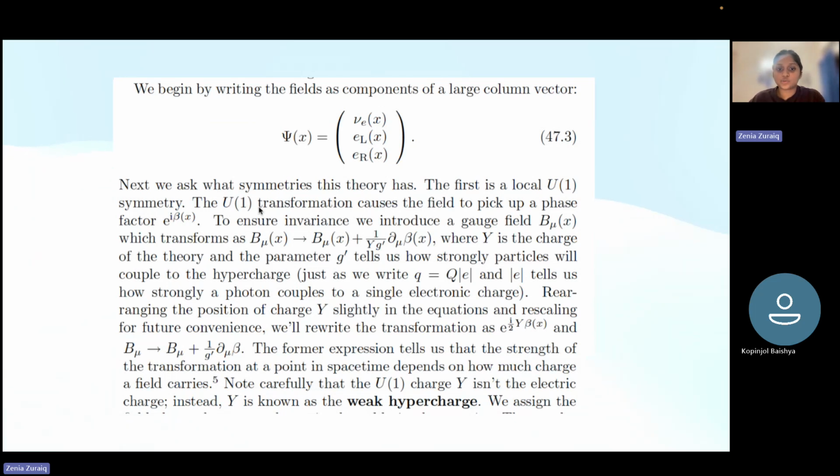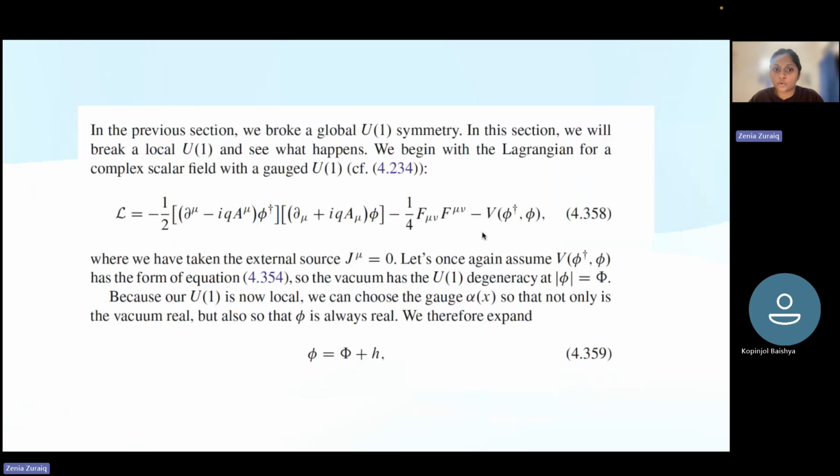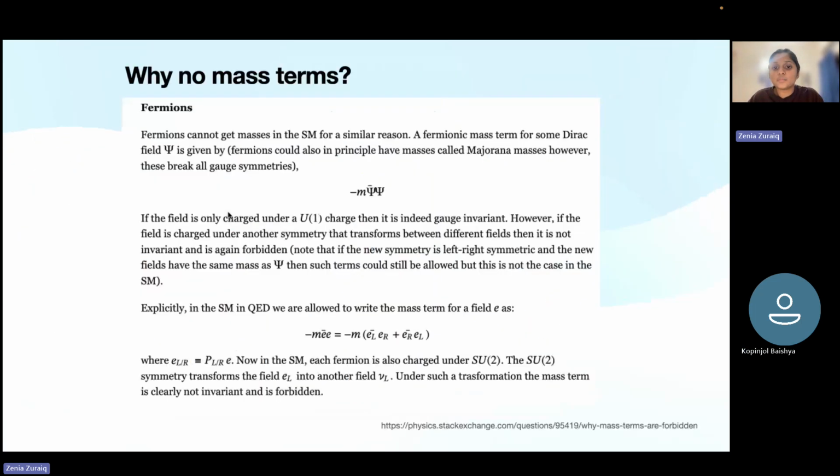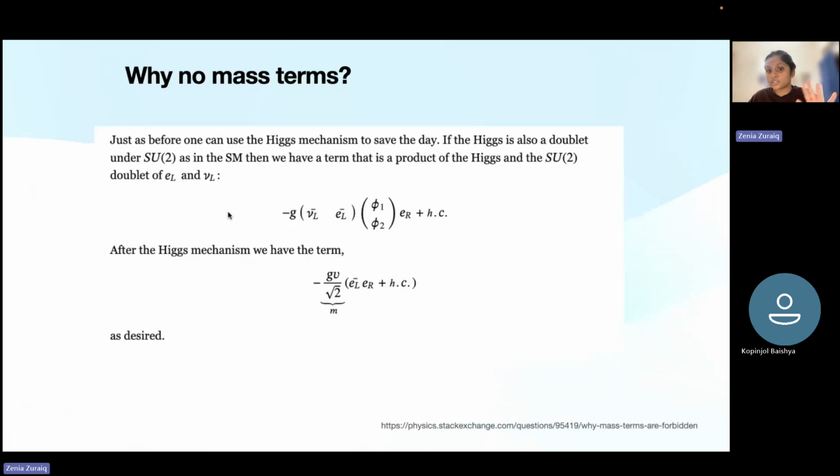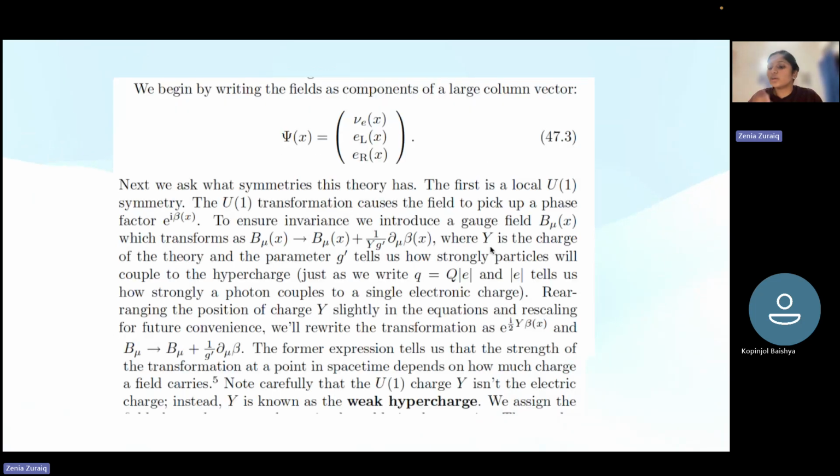And this is similar to what we did previously, which is that there's a local U1 symmetry, e to the power i beta x. We know that if we have a local symmetry and we want the theory to be invariant under it, we have to introduce a gauge field. And here Y is the hypercharge of the theory, similar to how in electromagnetism, when you write the covariant derivative, you have this Q, the electric charge. Similarly, here, because this is before symmetry breaking, we don't want to call it electromagnetism, so we call it by a different name. That's what it's called: hypercharge.